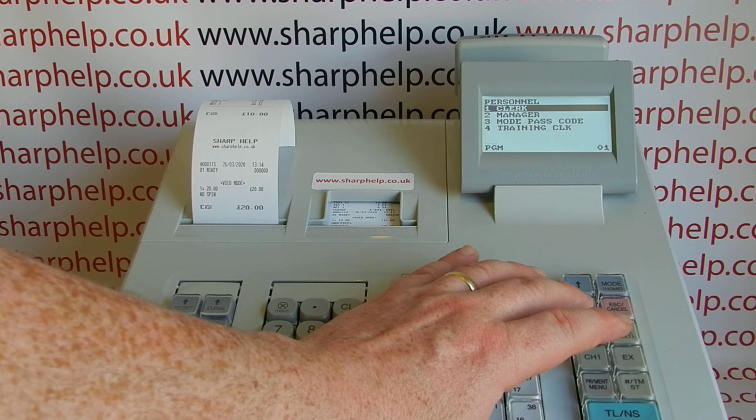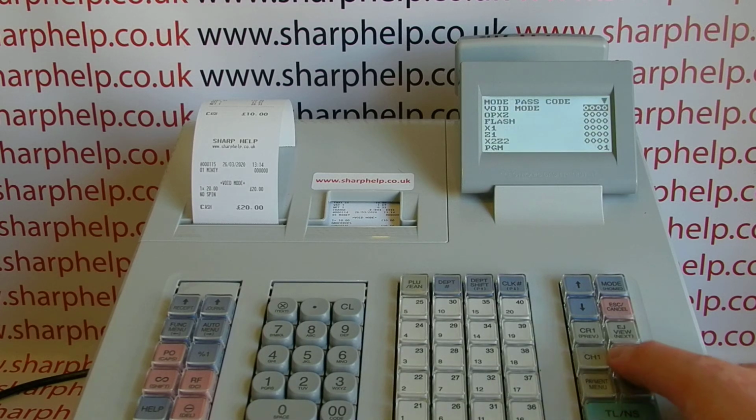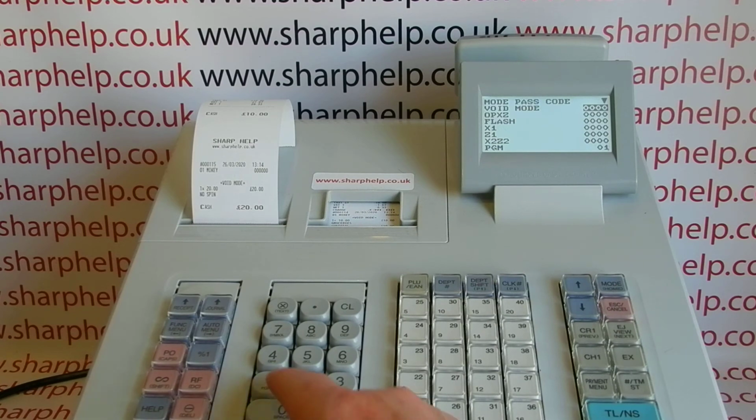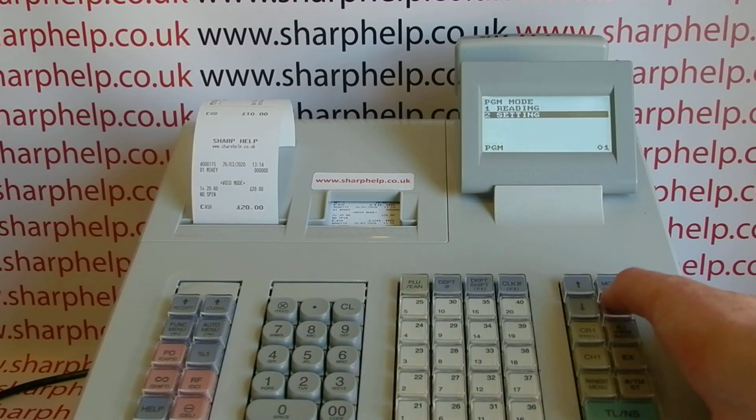Which I think that's actually in personnel. Yeah, mode passcode. So again, I went quickly there because I couldn't remember exactly where it was, but I went into the program mode like we did before, and then into setting, personnel, and then mode passcode. So the first one that comes up is void mode. So if I give that 1111, escape cancel out of there.